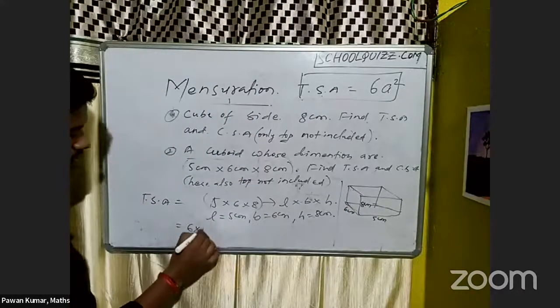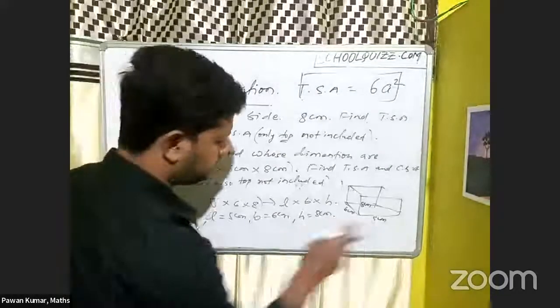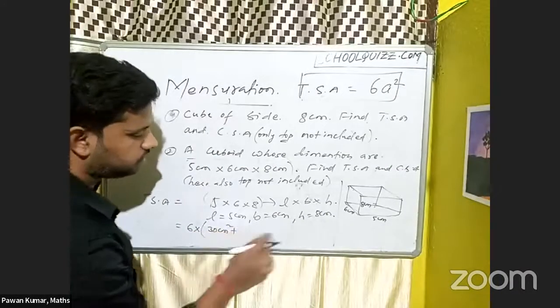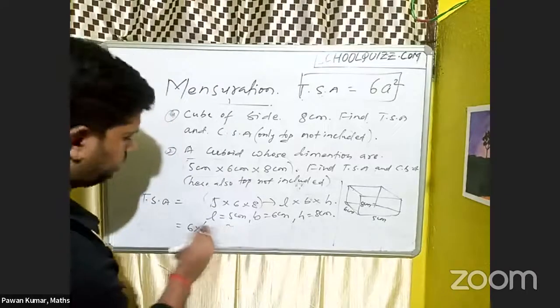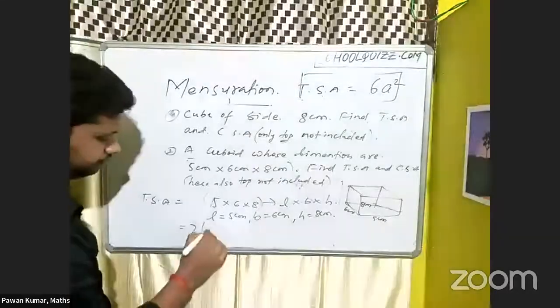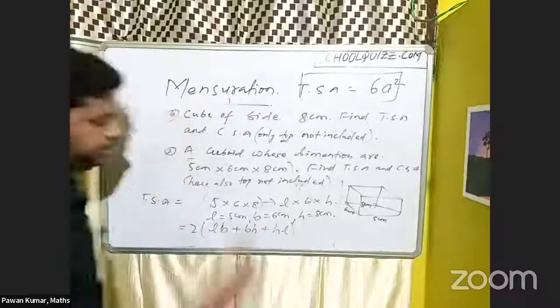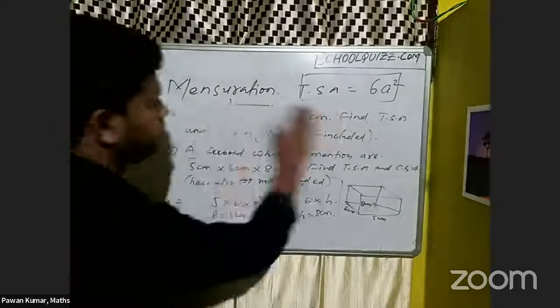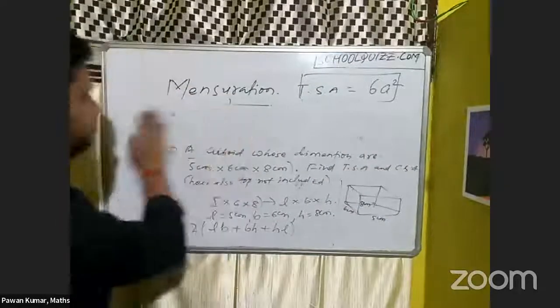So TSA, no changes there. You need to write the formula first. So write the formula: 2 into length into breadth, LB, plus breadth into height, plus height into length. Correct. So now just substitute the values here.